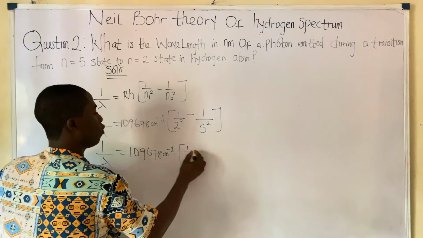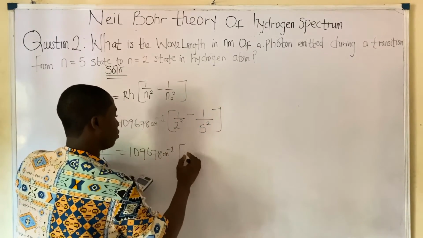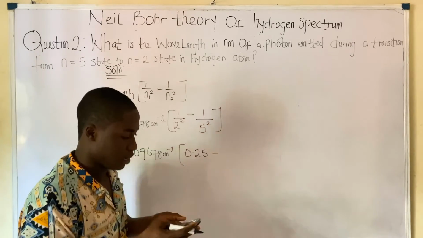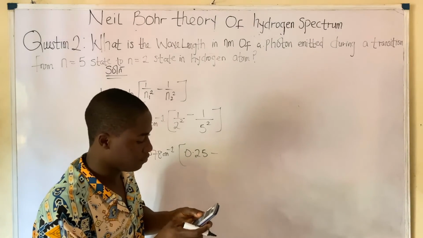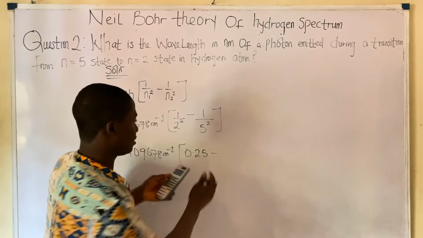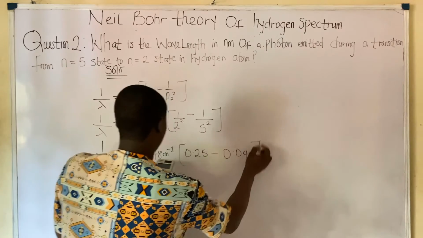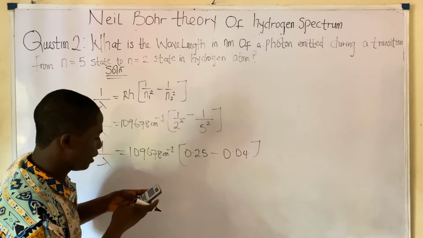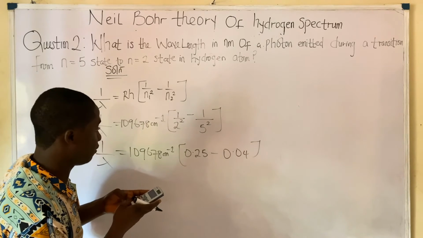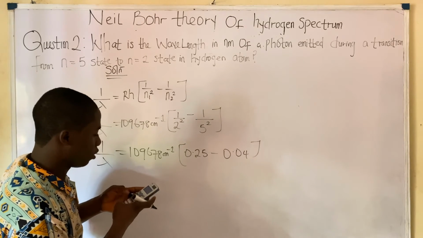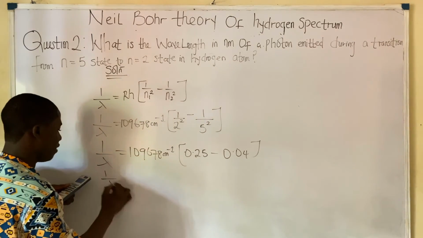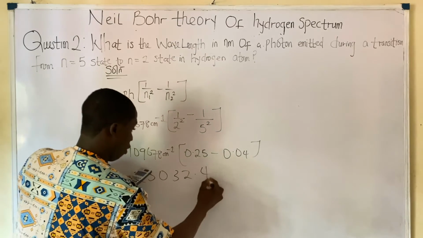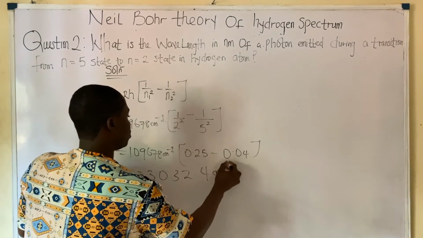Into 1 over 2 squared, which is 0.25, minus 1 over 5 squared, that is 0.04. So let's multiply: 109,678 into (0.25 minus 0.04), close brackets. We are having 1 over wavelength equals 23032.4 per cm. So what do we do next?